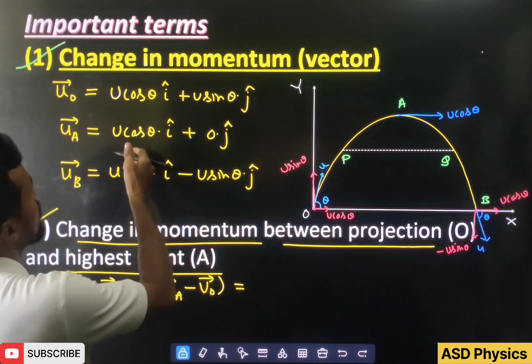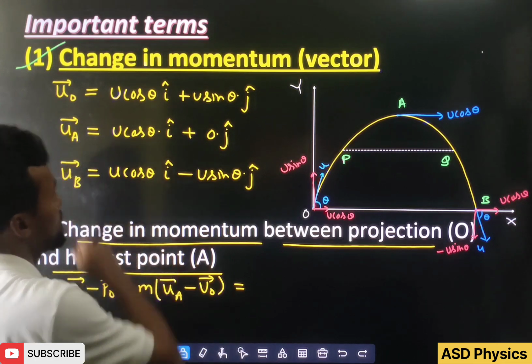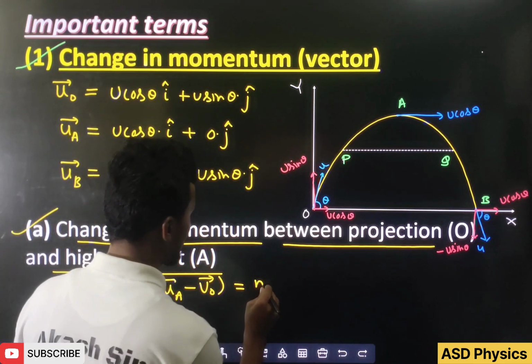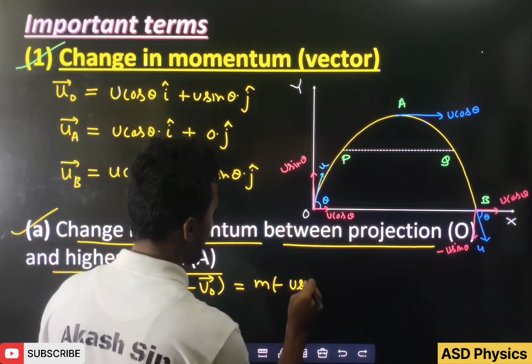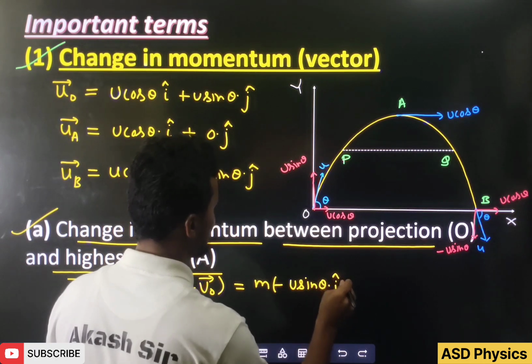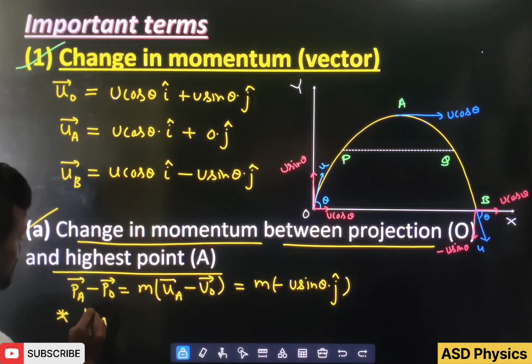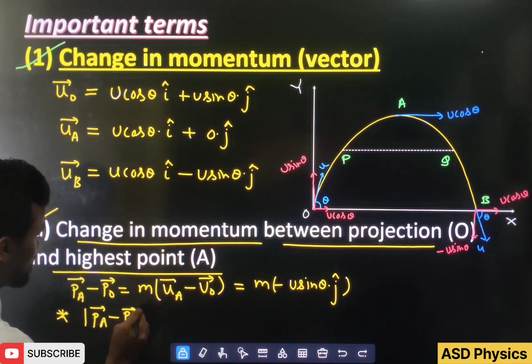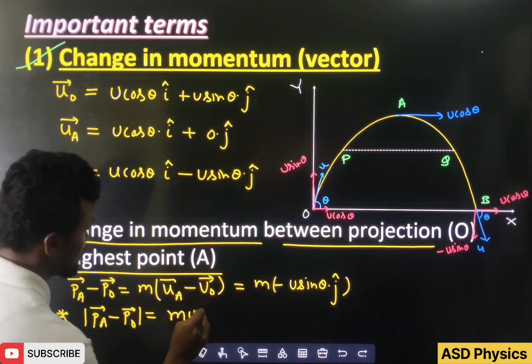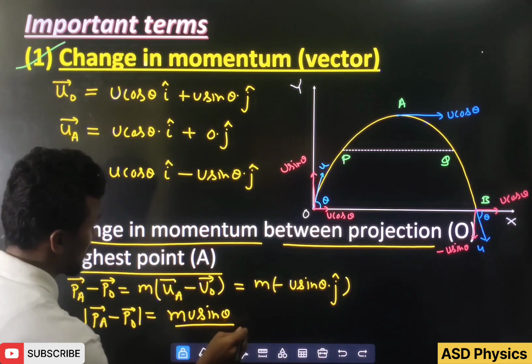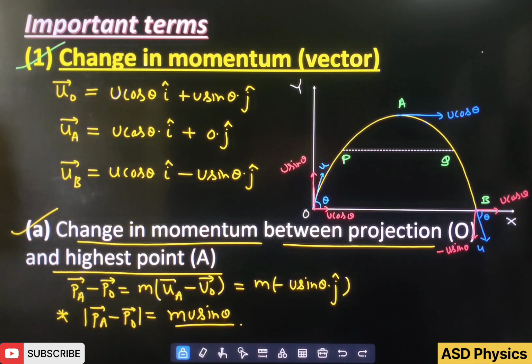Is it, students? So when you do uA minus u naught, u cos theta i cap and u cos theta i cap will cancel out here. It will come here, see, m times minus u sin theta j cap here. Okay, you just subtract it, you will get here. Now, if I talk about the magnitude, mod PA minus P naught, it will come here just m u sin theta. Okay, remember that here, what will come here? m u sin theta. You have to just subtract it.